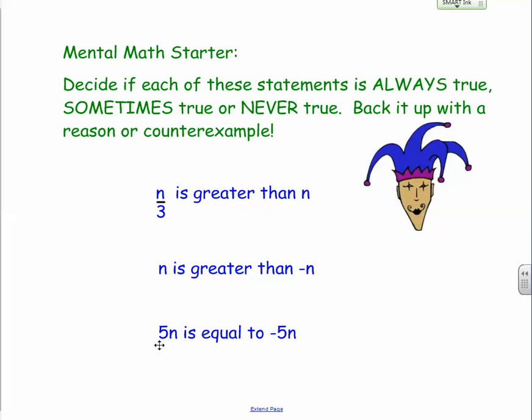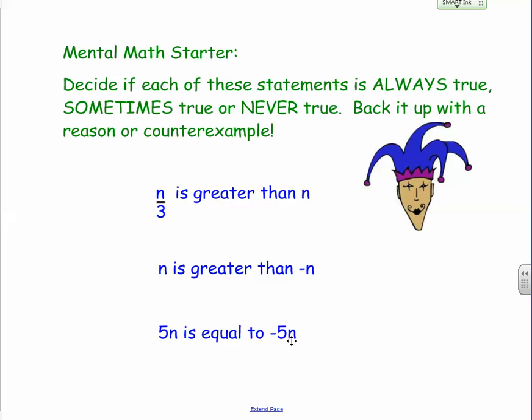And then this one at first glance seems like it's never going to be true, because one we're multiplying by 5 and one we're multiplying by negative 5. So if n is positive, this is definitely positive, and this is the opposite. If n is negative, then this is negative, and this becomes positive, because a negative times a negative is a positive, and they're opposite.